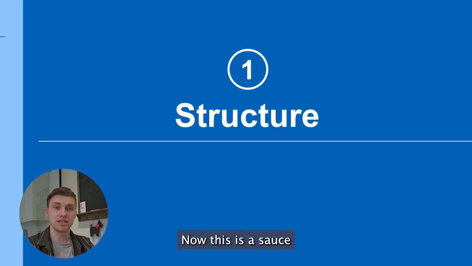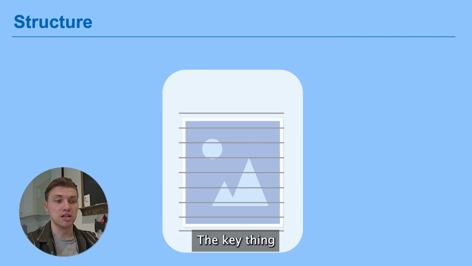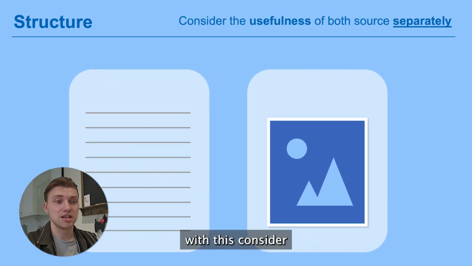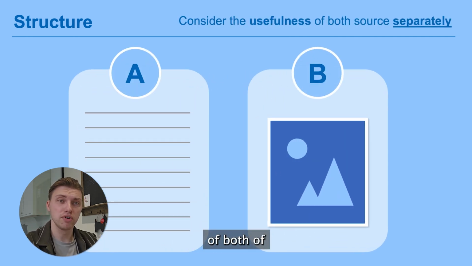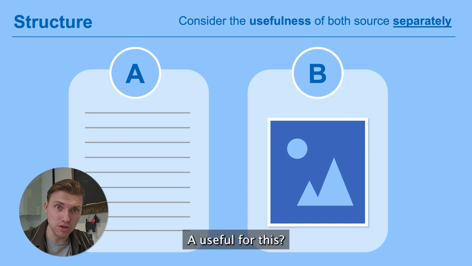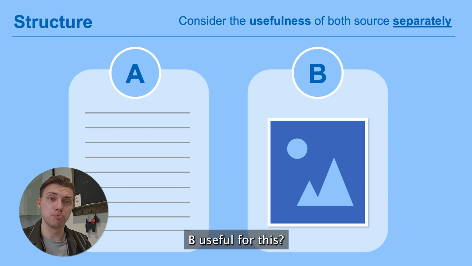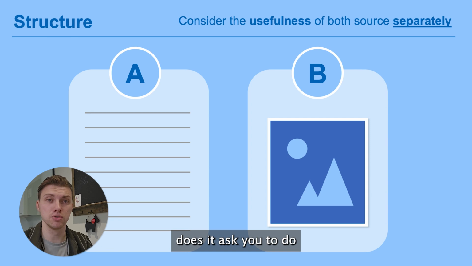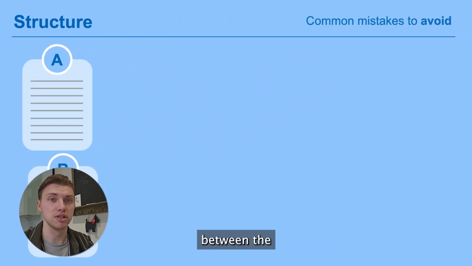So the first thing we're going to look at is structure. Now, this is a source-based question, so you need to make sure that you are constantly referring and making inferences to the sources it has given you in the exam paper. The key thing to remember with this, consider the usefulness of both of the sources separately. It has given you A and B. What the question is asking you, is source A useful for this? And is source B useful for this? So at no point in that question does it ask you to do a comparison between the two sources.